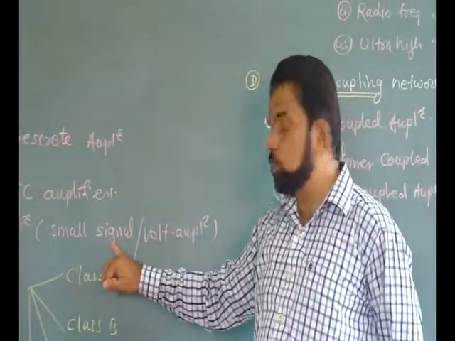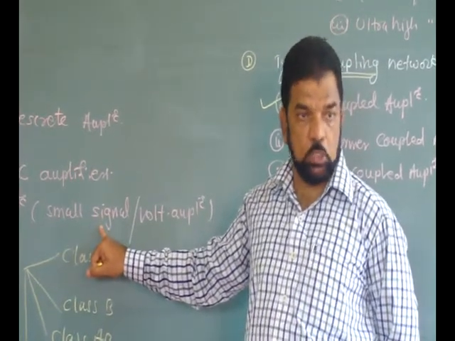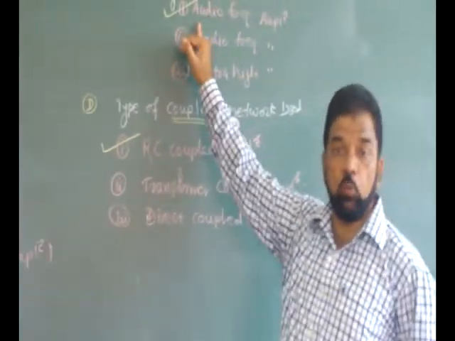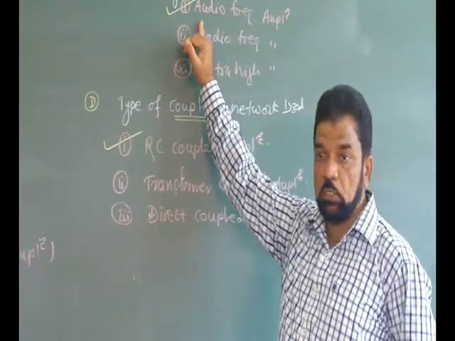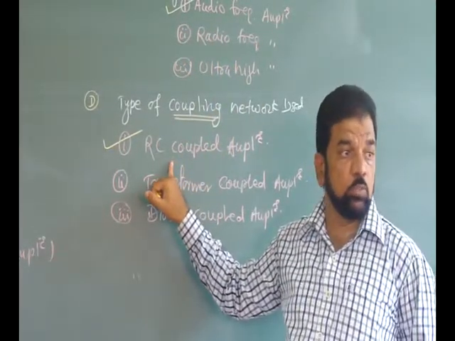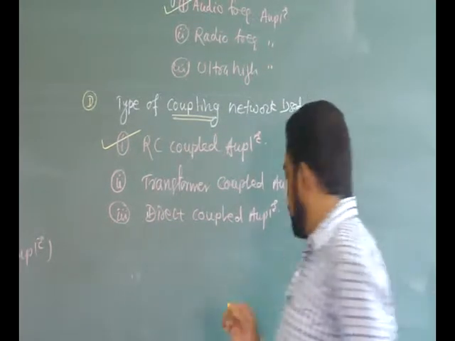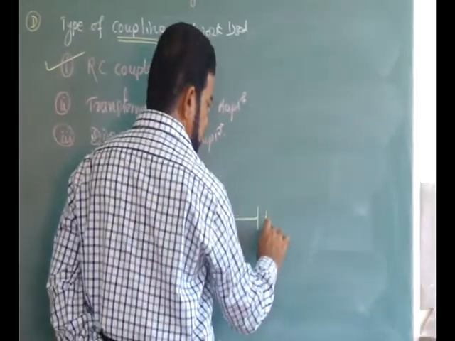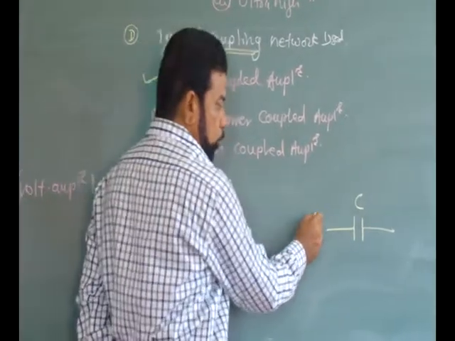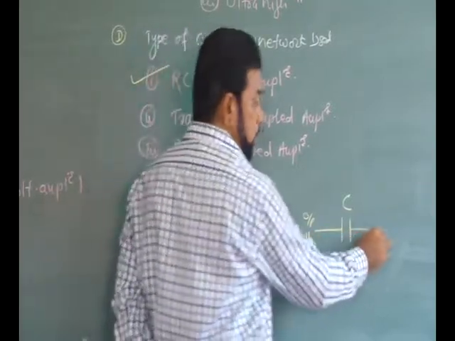Our intention is just to amplify a small signal, so that's why it is under small signal. What frequency range are we using? It is in the range of 20 Hz to 20 kHz, so it is under audio. And the type of coupling network we are using is the capacitor. Are you getting it? So if I am using a capacitor here, this is the output of the amplifier, and this is the load.